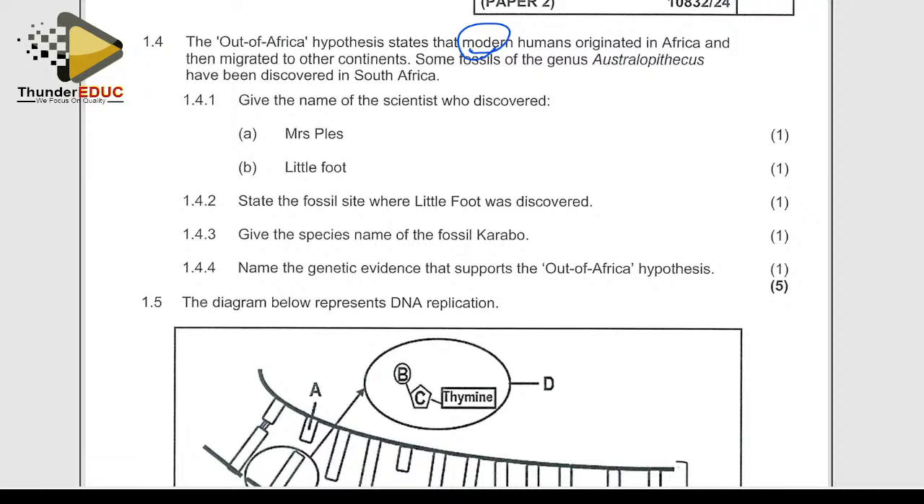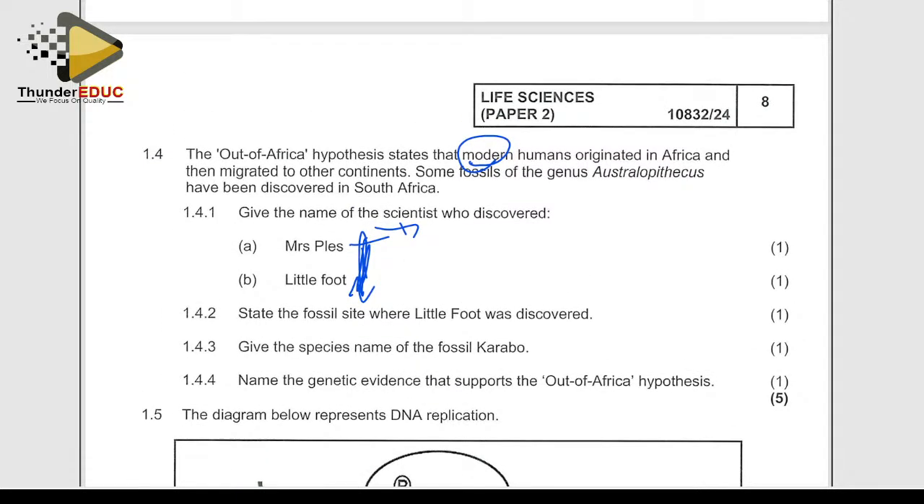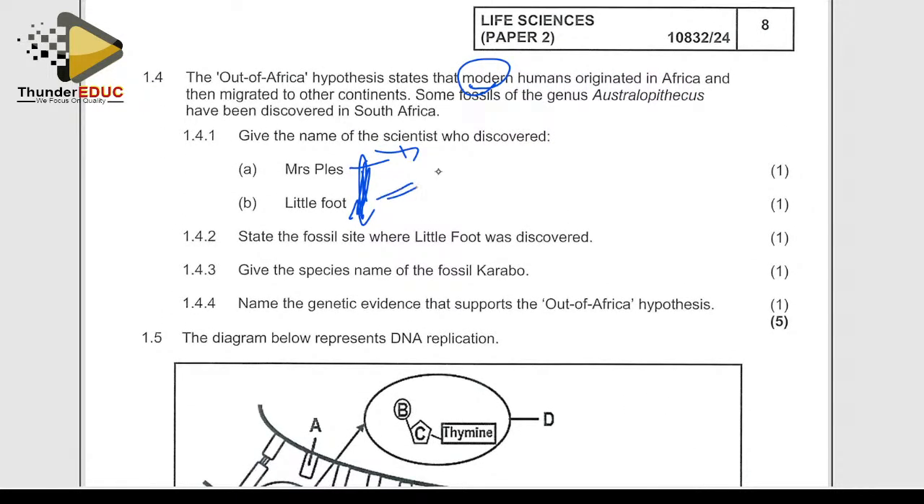So some of the fossils of genus Australopithecus have been discovered in South Africa. I told you don't go without knowing two fossils from at least Australopithecus africanus in South Africa. So they brought Australopithecus africanus, not only Australopithecus, but this one is Australopithecus africanus. Mrs. Ples. So give the name of the scientist who discovered that. Who discovered Mrs. Ples? It is Robert Broom. And then who discovered Little Foot is Ron Clarke.